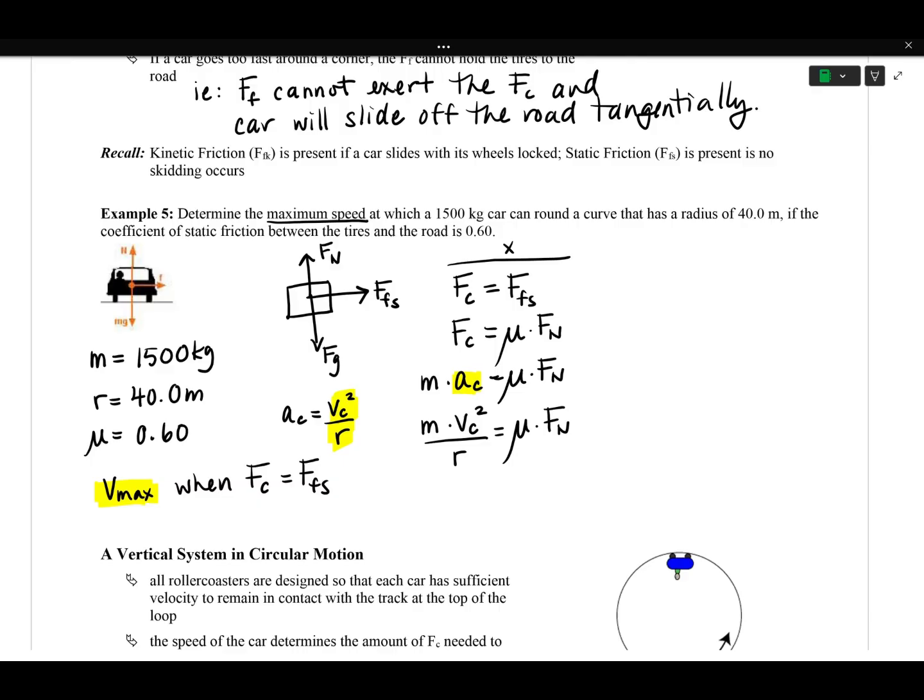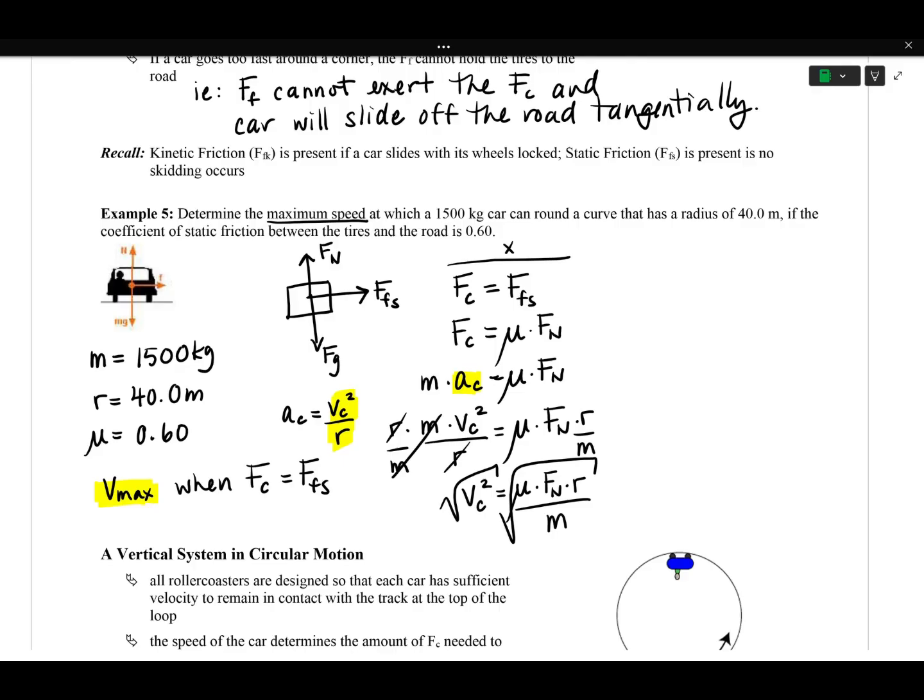If I want to now isolate for v_c, or for our circular speed, I can multiply by r and divide by m on both sides. On the left side, mass cancels, so now I'm left with circular speed squared is equal to the coefficient times the normal force times my radius all over my mass. Then to get just circular speed, I'm going to square root both of these.